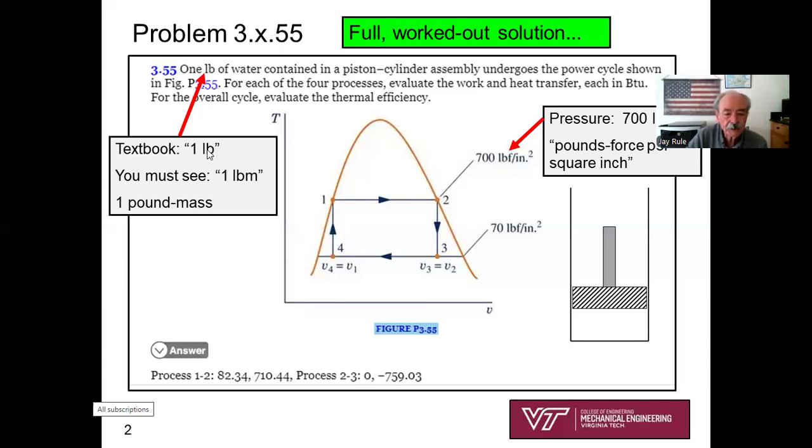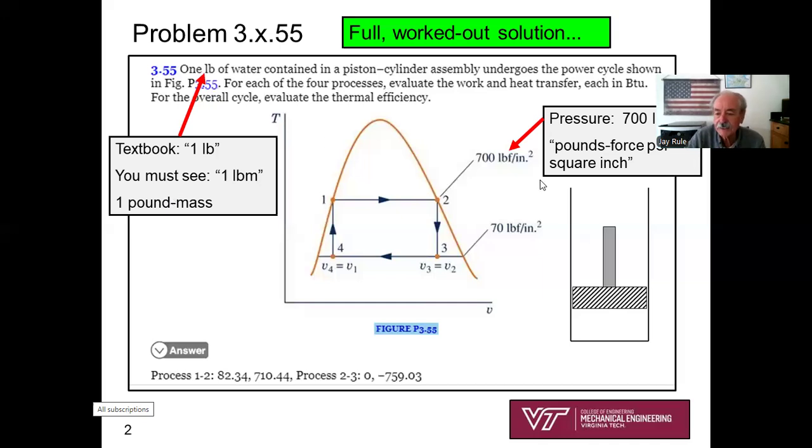Well, when you just see lb in the textbook, you need to be seeing and thinking 1 pound mass. And so that's a critical point about this textbook, is they take a little bit of a shortcut that can be uncomfortable for students. So when you see lb in the textbook, think 1 pound mass, 1 lbm, pound of mass.